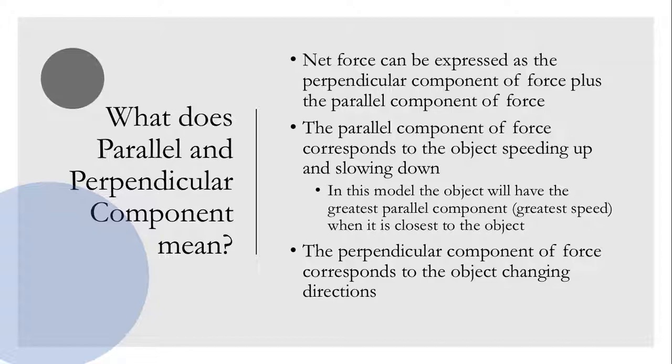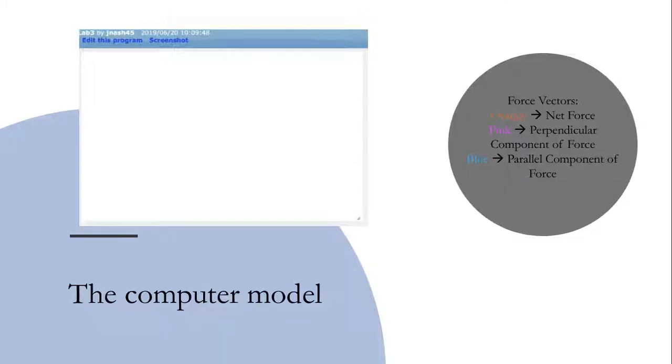In this model, we can see that the object will have the greatest parallel component when it's closest to that object, because it will have the largest net force. The perpendicular component of net force corresponds to the object changing directions, and the perpendicular component always points to the center of the kissing circle.